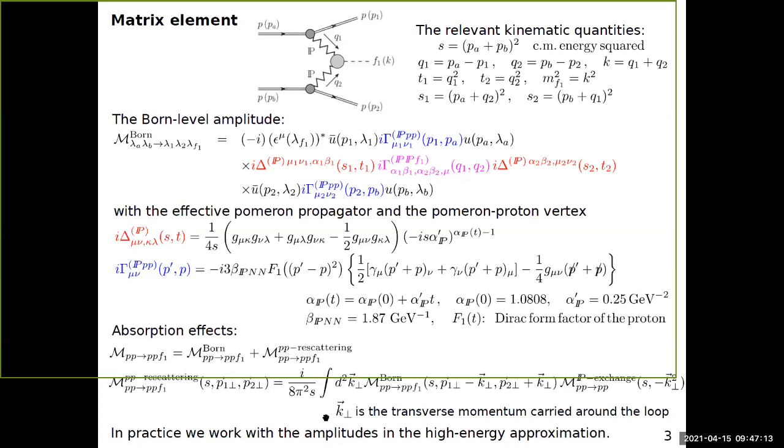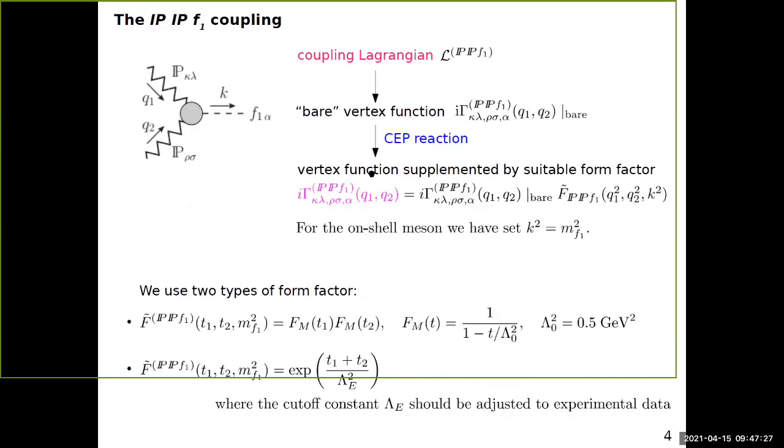In practice, we work with the amplitudes in the high energy approximation, assuming S-channel helicity conservation in Pomeron proton vertices. So the new ingredient is the Pomeron F1 vertex. And this vertex must be supplemented because Pomerons are off-shell. This vertex, derived from a covariant coupling Lagrangian, must be supplemented by a form factor. And we use two types of form factor, this form and an alternative exponential form, where the cutoff constant should be adjusted to experimental data.